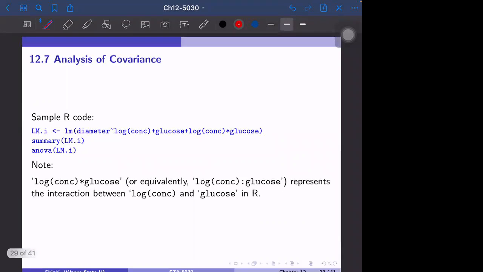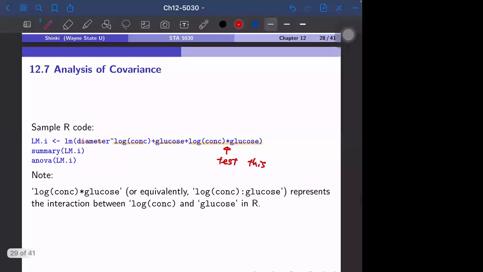And it can be done by ANCOVA. At first, to fit this model, diameter on log of concentration plus glucose and this interaction term. So basically, we want to test this. Equivalent, so we have the interaction term. We used the multiplication symbol, but we can also write the log of concentration colon the glucose.